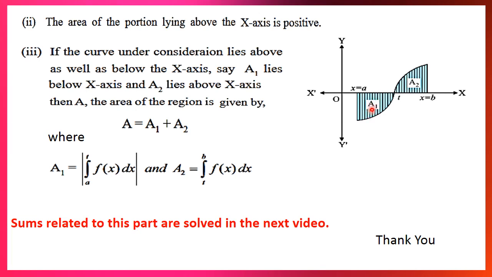That is, A1 is the region under the curve below the x-axis, from the line x is equal to a to x is equal to t. So integral a to t f of x dx will be the area A1, and its absolute value should be taken as it is below the x-axis. And A2 is the area under the curve which is above the x-axis, in between the lines x is equal to t and x is equal to b. So the area A2 is equal to integral t to b f of x dx, and we add these areas A1 and A2. We get the entire area of the shaded region.